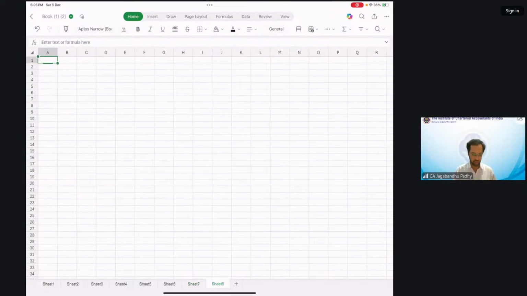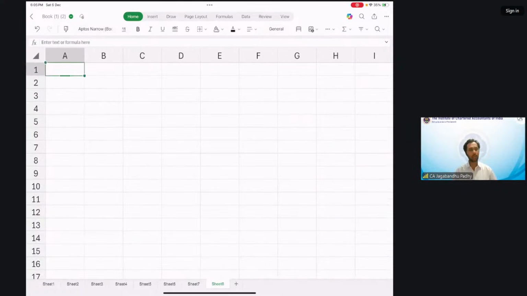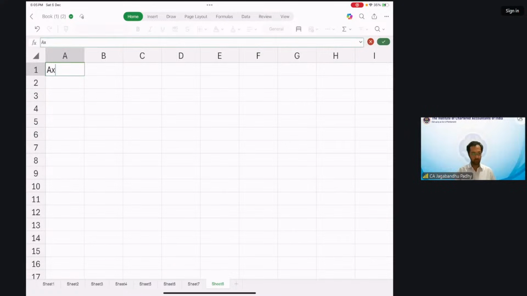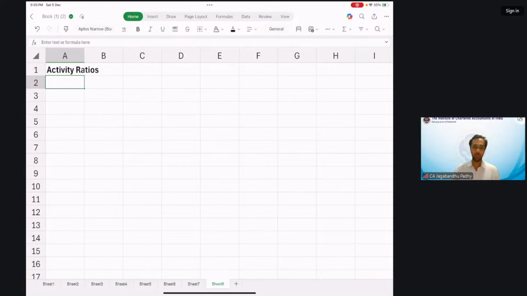Now it's time for us to look at something really interesting, and that is the set of activity ratios, guys. So we're going to talk about the activity ratios. Okay. So what all is included basically in the activity ratios, guys? Okay.